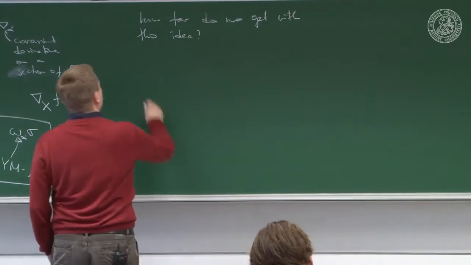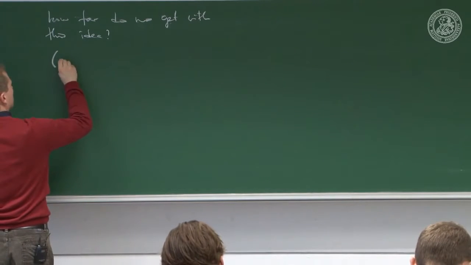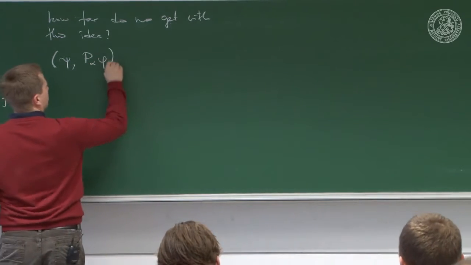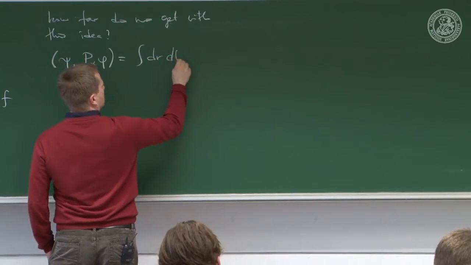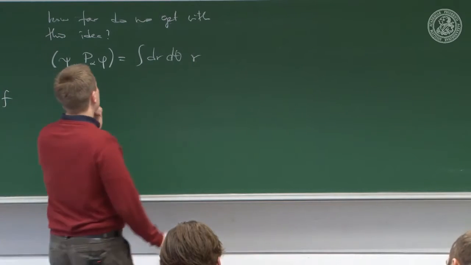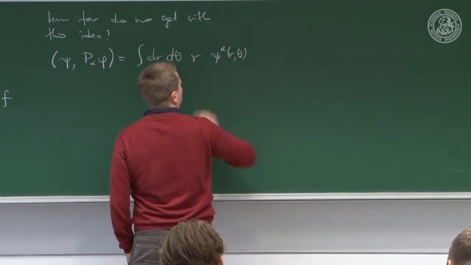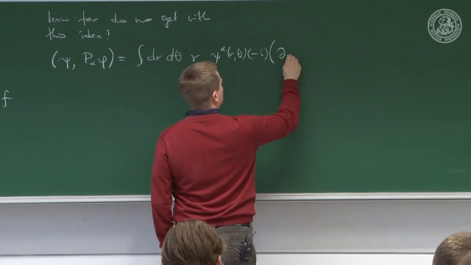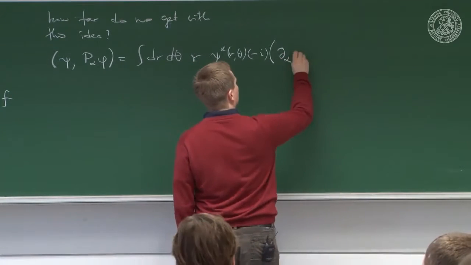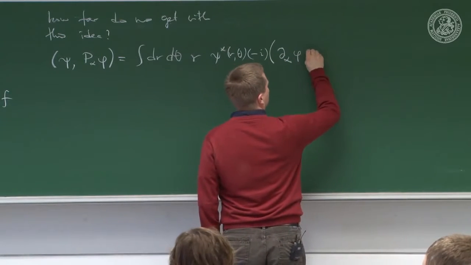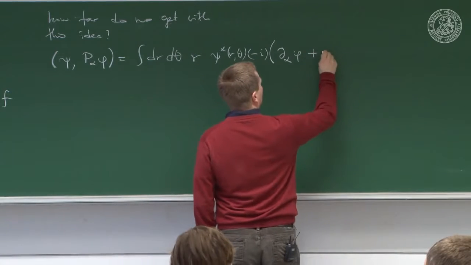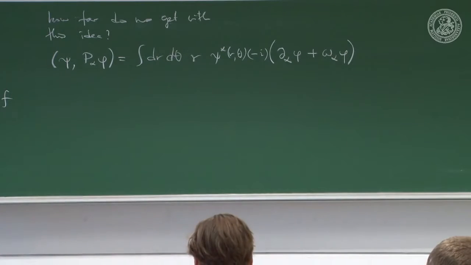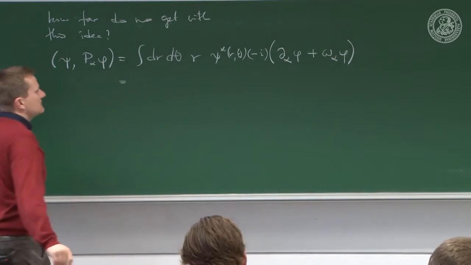Well, let's try. So we take both. We take psi, comma, P alpha acting on phi, equals the integral dr d theta r, that was our volume form, psi star of r and theta, but now the derivative here is minus I times del alpha, the trivial action, on phi, plus some omega alpha, which we're going to determine, on phi. This is this guy.